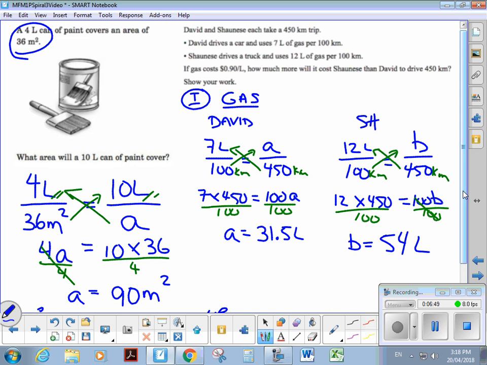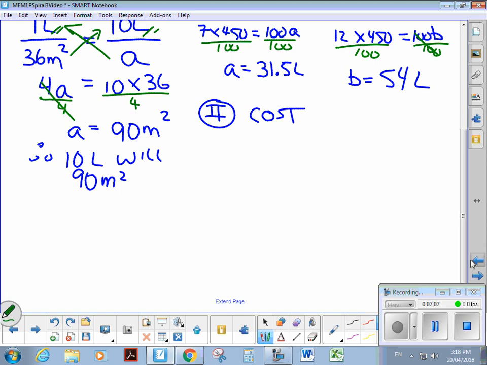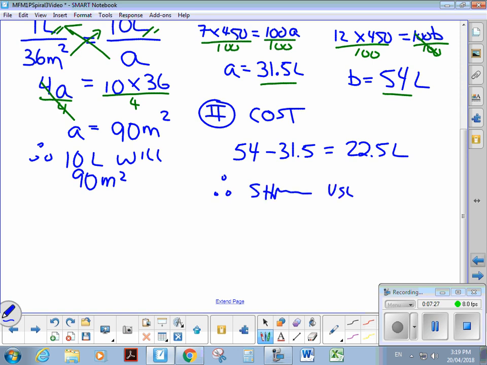All right, so if gas costs 90 cents a liter, how much more will it cost Shanice than David to drive 450? So this is what I'm going to do for the second part here. So for part 2, cost. All right, well, I know the liter differential. Let's do that right away. Okay, so if we do liter differential, 54 minus 31.5, 22.5 liters. So therefore, Shanice used, why do they use such long names? Oh my gosh, 22.5 liters more.